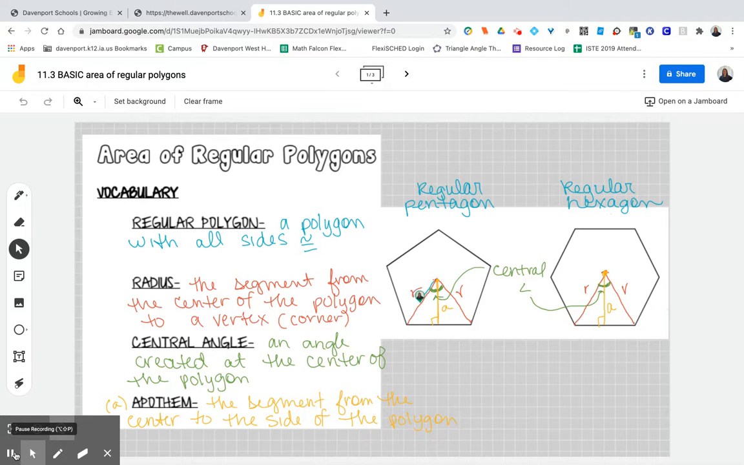It creates two right triangles, actually, but you really only need to focus on one of them. So that apothem, whether it's the pentagon, the hexagon, it could be a decagon, whatever type of polygon you have, is going to take that central angle and cut it in half. And it's going to take the side of your polygon and cut it in half. So think of the apothem as a length that will bisect the central angle and the side.